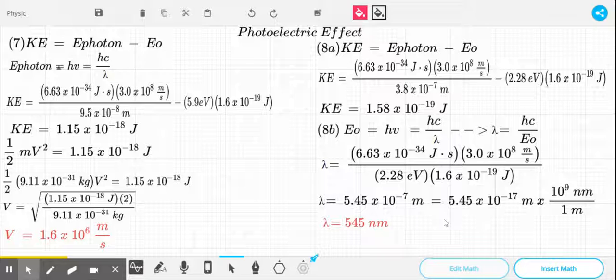But this problem is asking us to convert to nanometers. So you take this answer and multiply it by 10 to the power of 9 nanometers, and the answer you should get is 545 nanometers. So this wavelength is what is needed in order to push the photoelectrons out of the metal.